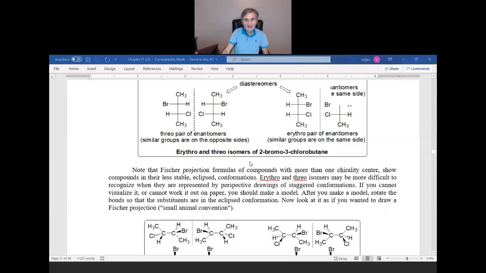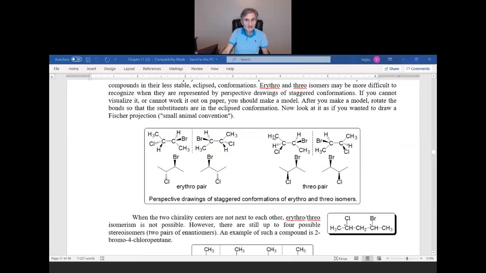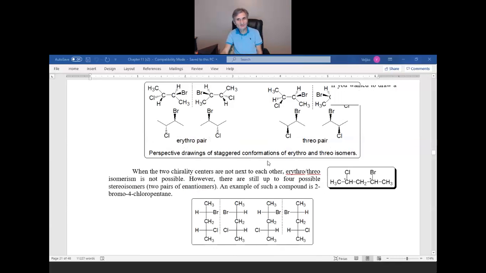And again, from a Fischer projection, that's easy to see. A little bit more difficult is to see that from a perspective drawing. So in general, I expect you only to know that from a Fischer projection. I don't expect you to know it from a perspective drawing.